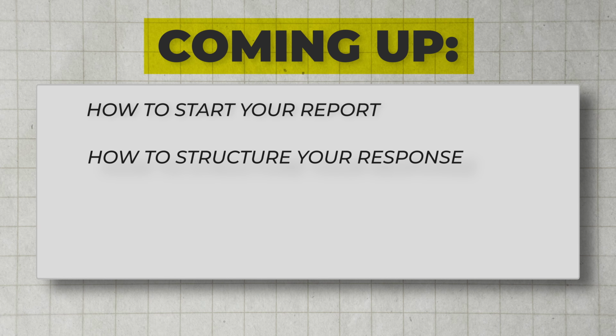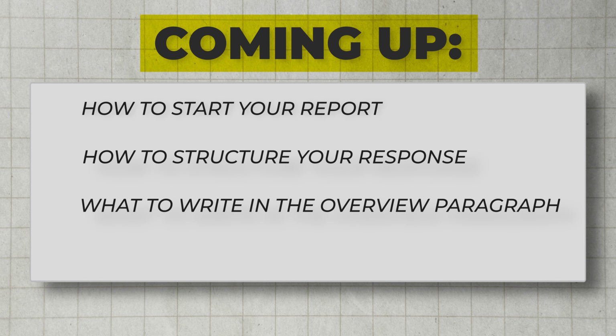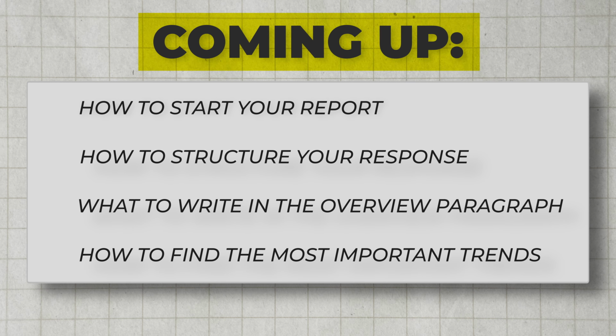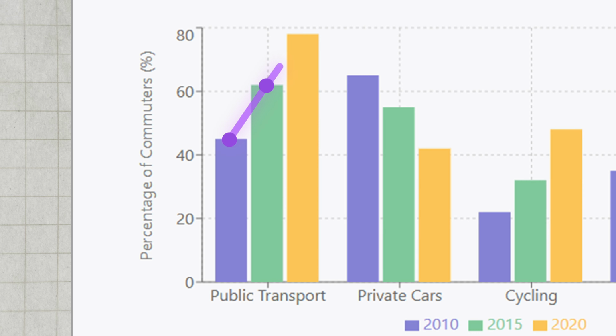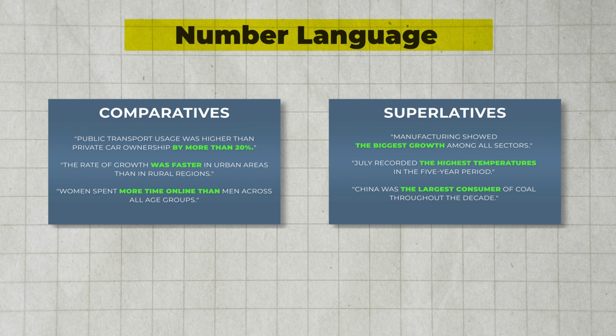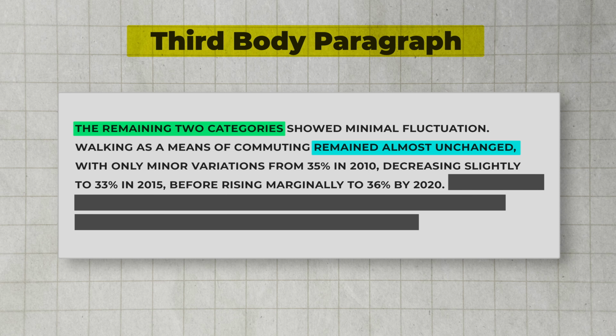it's easy to follow and hits all marking criteria, what to write in your overview paragraph, how to find the most important trends in a bar chart, and of course, I'm gonna share some strategies and vocabulary you can use. So by the end of this video, you'll know everything you need to achieve the highest score for your writing task 1. So grab your pen and paper to take some notes and let's dive right in.